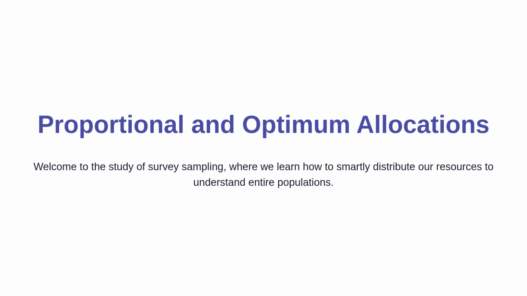Welcome to this lecture on proportional and optimum allocations. Imagine you are organizing a massive food tasting event to understand the preferences of an entire city, but you have a strict budget and can only invite exactly 100 people. How do you choose them?